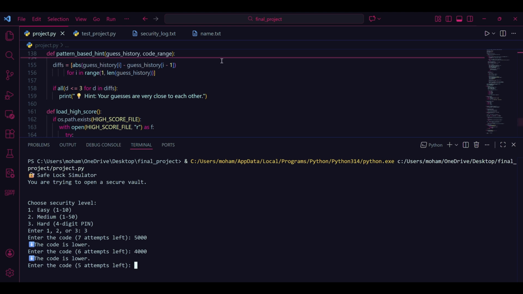Each attempt is checked, but the feedback is intentionally limited. The system only indicates whether the guess is higher or lower than the secret code. This reflects a real security principle: avoid revealing sensitive information to the attacker.